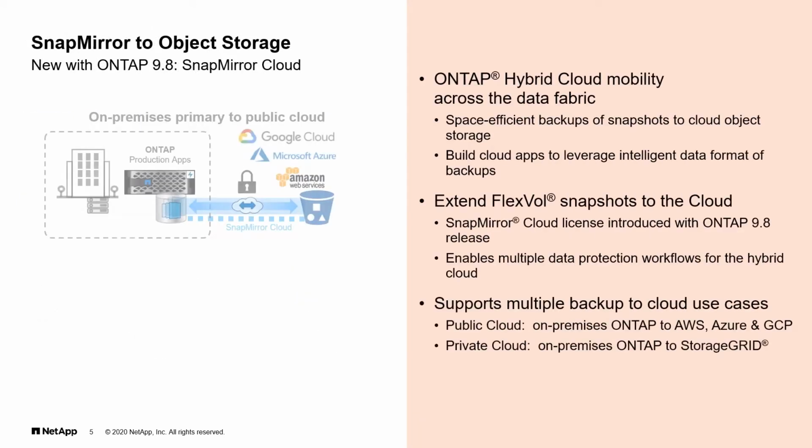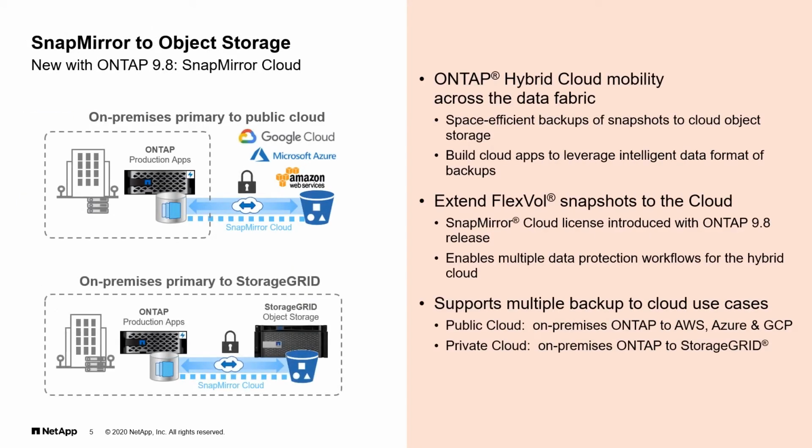Well, in ONTAP 9.8, you can now replicate your on-prem snapshots from ONTAP systems to Google Cloud, Microsoft Azure, or Amazon Web Services. This is a new feature known as SnapMirror Cloud. Previous versions of ONTAP had introduced us to a feature known as fabric pools, which also copied data to the cloud, although its use case was to provide a higher level of storage efficiency rather than data protection. There'll be more on fabric pools later in this presentation.